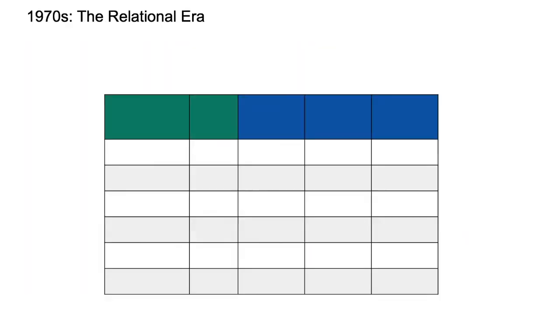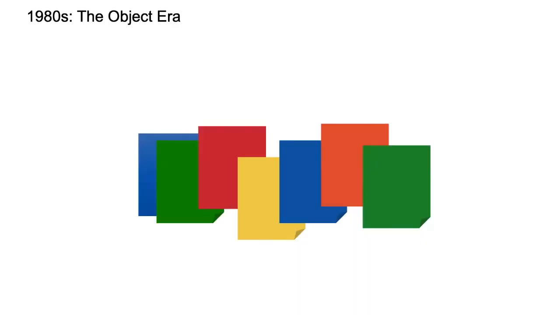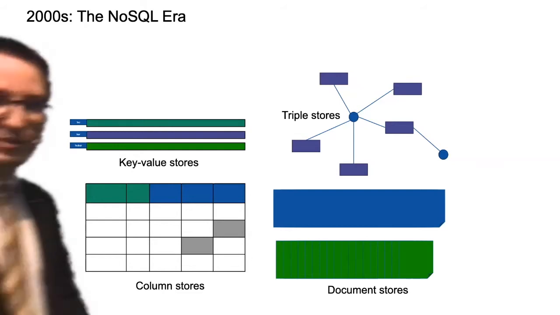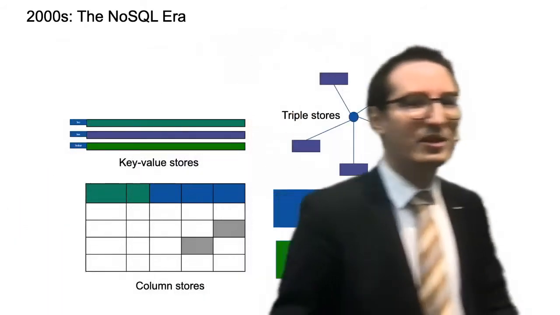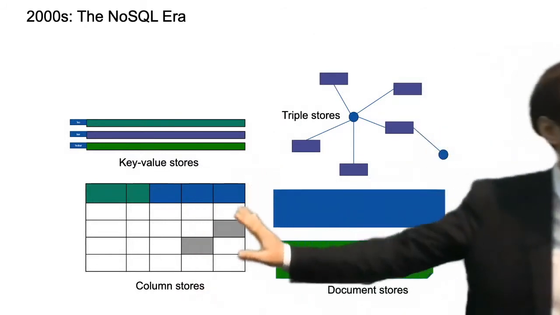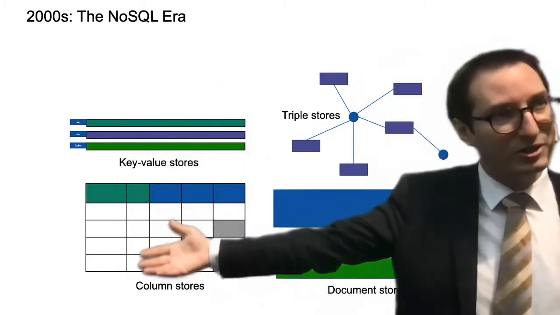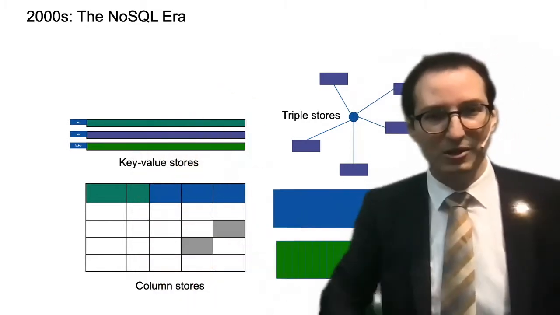So 1970s, the relational tables, 1980s, the object-oriented programming, and in the 2000s, there was a whole new generation of databases. You see the key value stores, the triple stores, the column stores, the document stores. These were actually recent technologies that were invented because we had so much data and it wasn't necessarily fitting in tables that we needed to come up with other technologies. This will not be part of that lecture. It's actually Big Data for Engineers, right? The next one where we study all that.